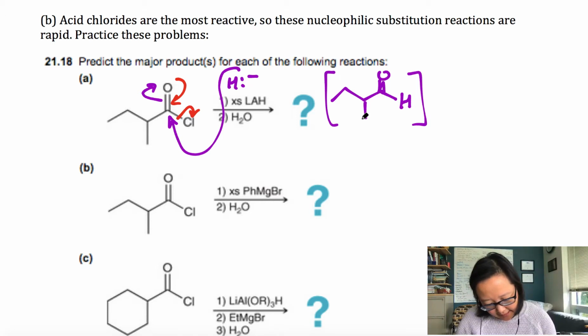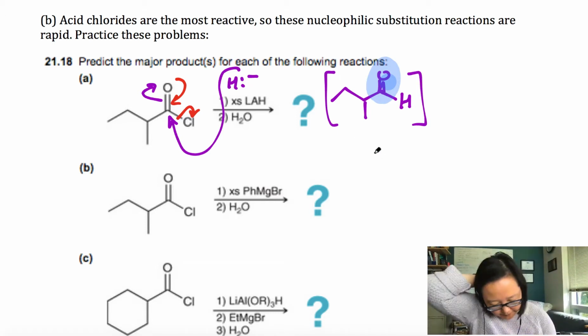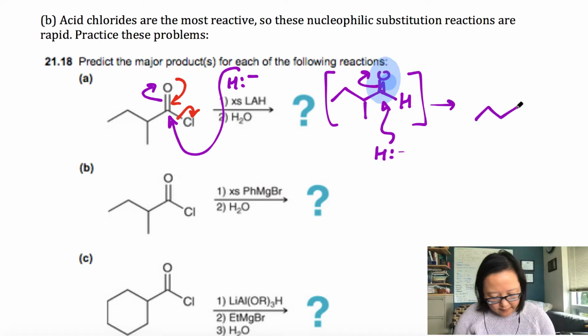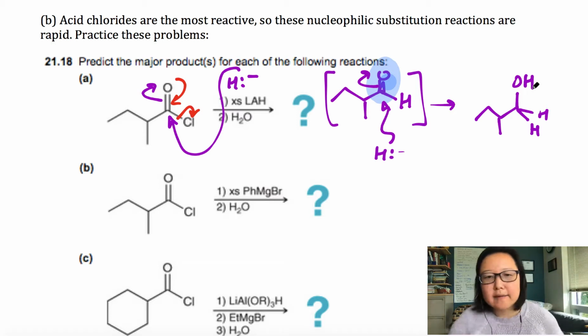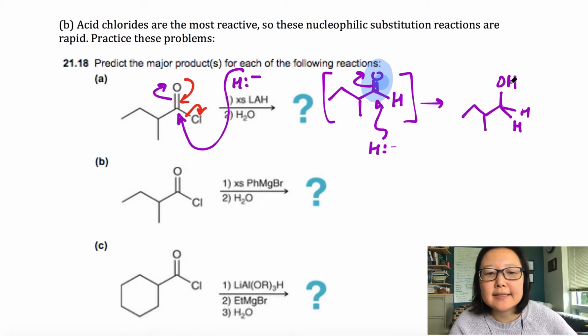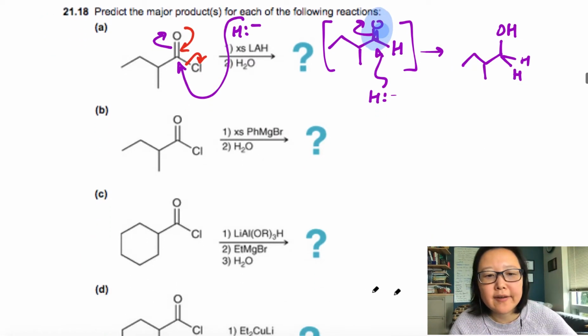Then they say it's excess, so that's a big hint that we need to probably react it again. So here's another hydride, and I'm going to react it again. All right, so my final product is going to be, here's my two hydrides that became hydrogens, and acid workup, water workup, gives me this protonated oxygen, an alcohol. Okay, go ahead and identify what the nucleophile is.